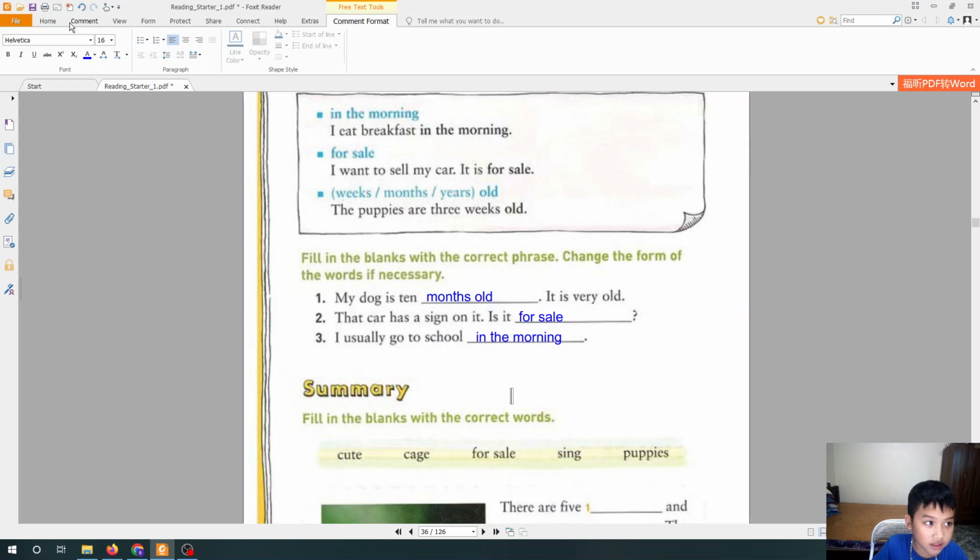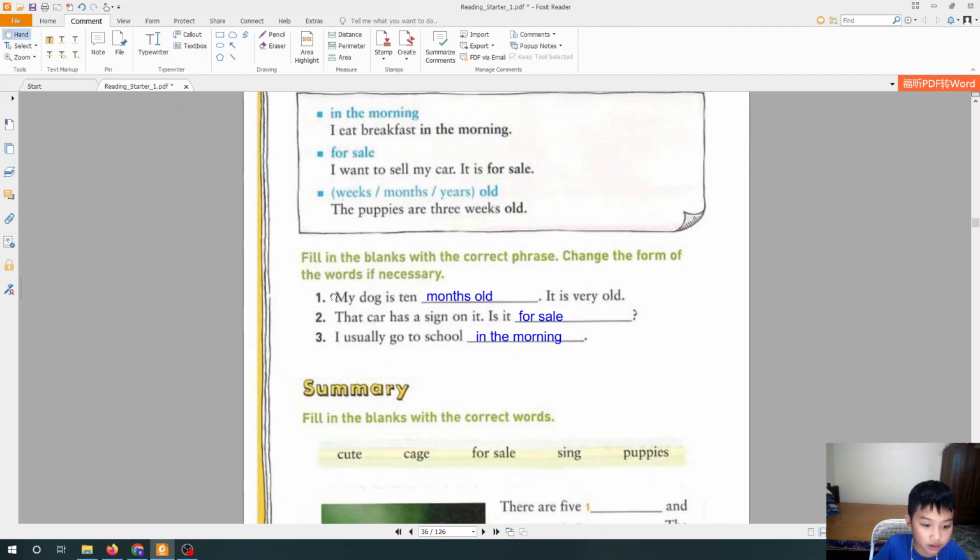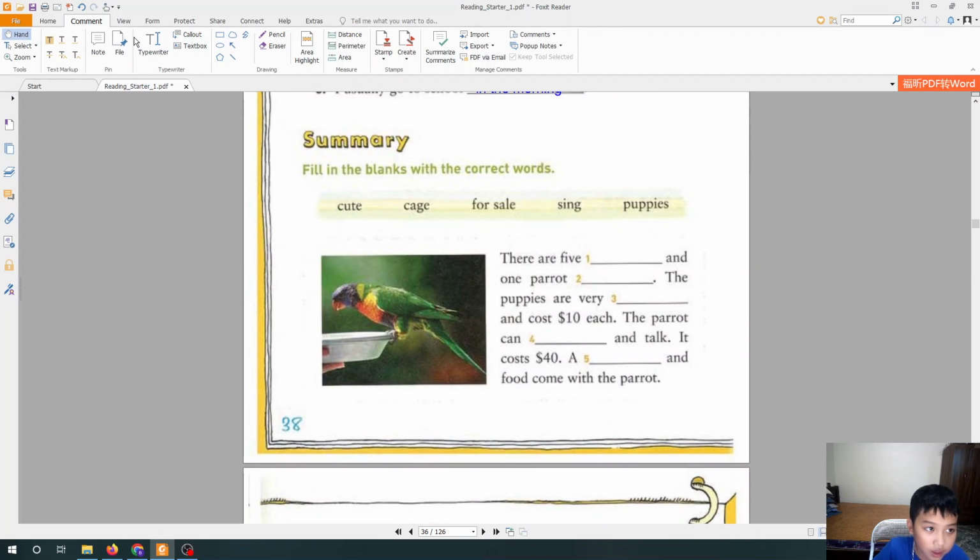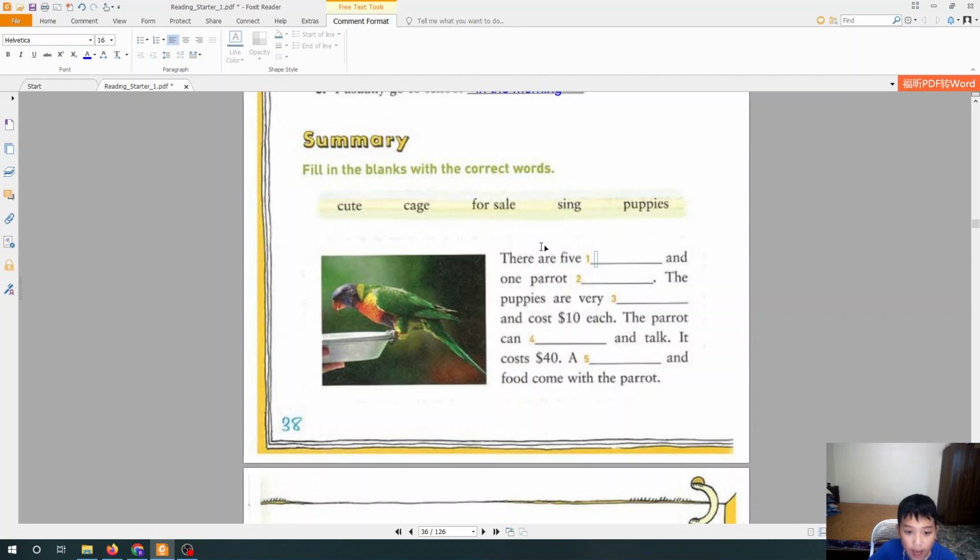And next exercise is summary. Now we will fill in all the blanks in this dialogue with the correct word, and we will read it aloud. There are 5 puppies and 1 parrot. I choose the word for sale. Next.